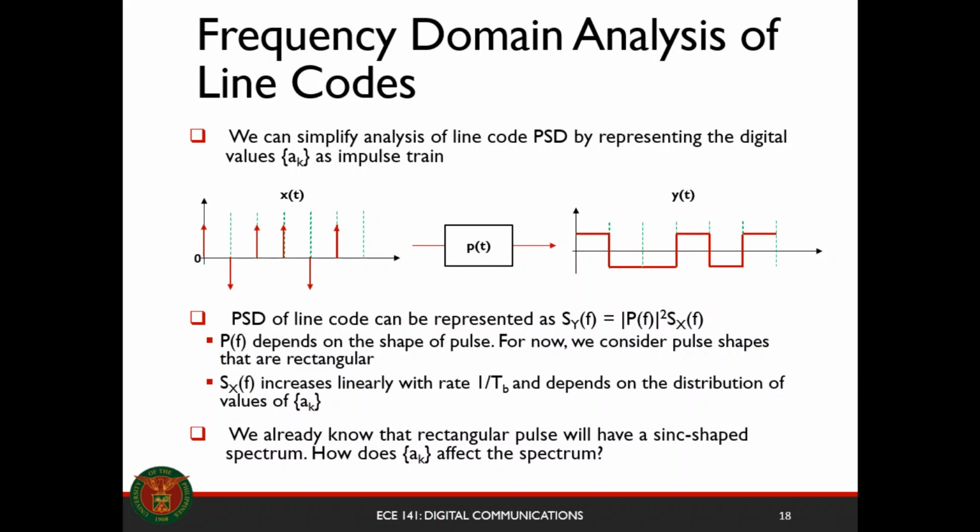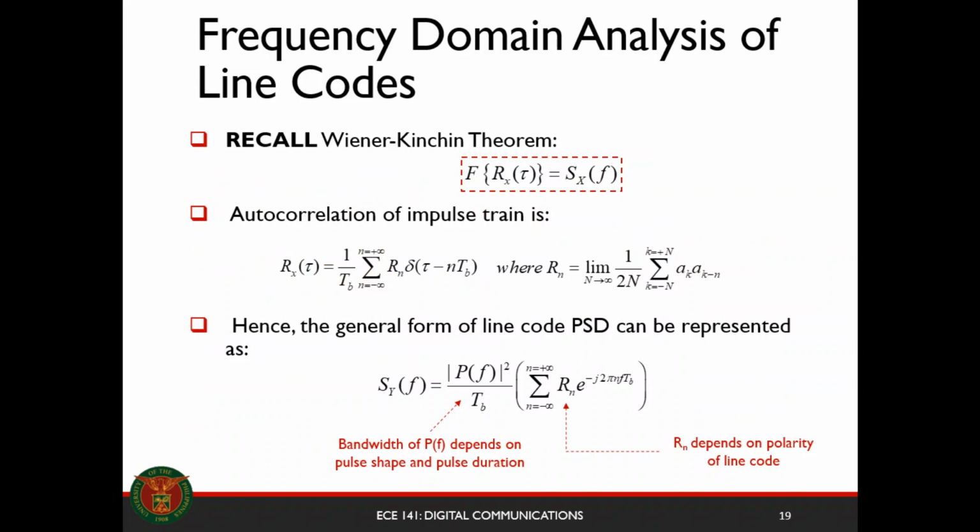Right? So for P of t, for your on-off keying or your bipolar signaling, it's just a rectangular pulse. And we already know that the rectangular pulse has a sinc-shaped spectrum. So now, how does our impulse train affect the power spectral density right here? So recall first using the Wiener-Khinchin theorem. Our power spectral density is just the Fourier transform of the autocorrelation function. For the impulse train, it's equal to this.